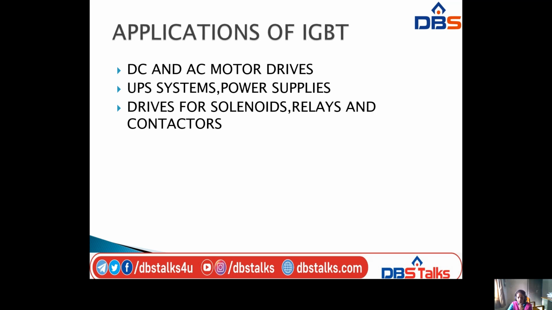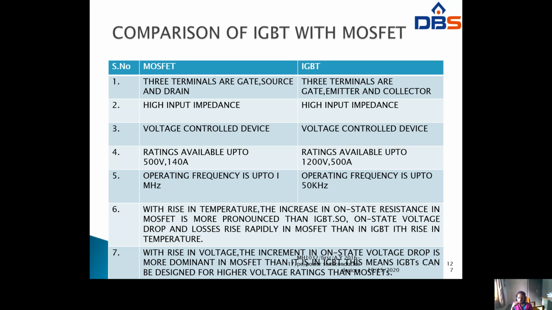Okay. And next, comparison of IGBT and MOSFET. Actually, in MOSFET we have three terminals: gate, source, and drain. But in IGBT the three terminals are gate, emitter, and collector. Okay. MOSFET has high input impedance. IGBT also has high input impedance. MOSFET is a voltage controlled device. IGBT is also a voltage controlled device. The ratings of MOSFET will be 500 volts and 140 amps. But in IGBT we have 1200 volts and 500 amps. The operating frequency is up to 1 megahertz for MOSFET, but up to 50 kilohertz for IGBT.